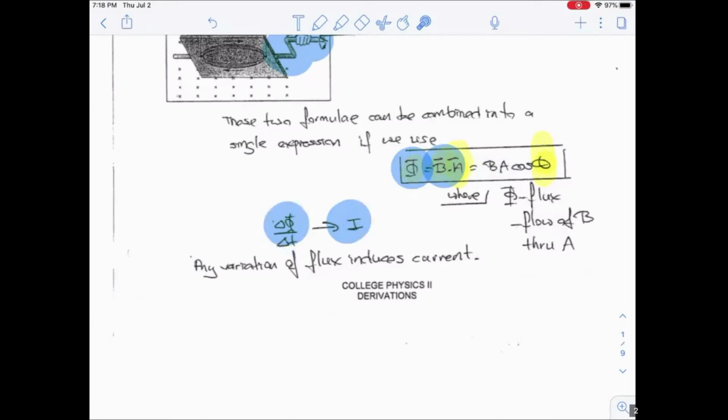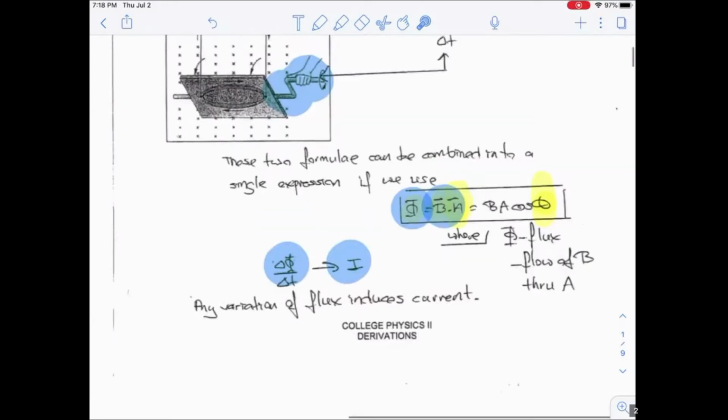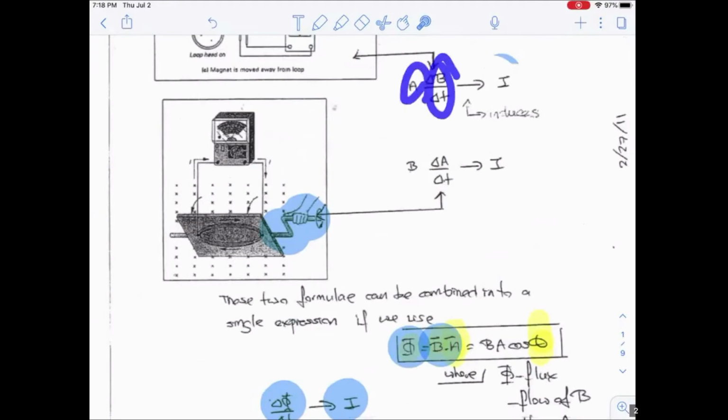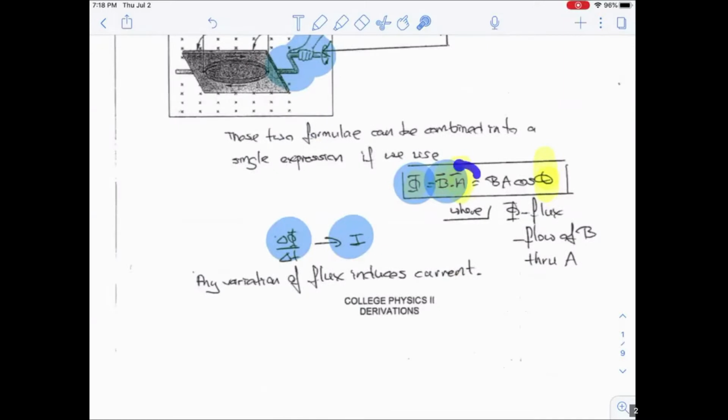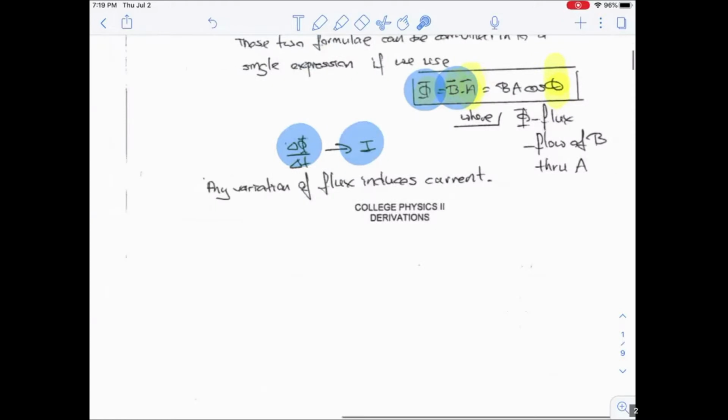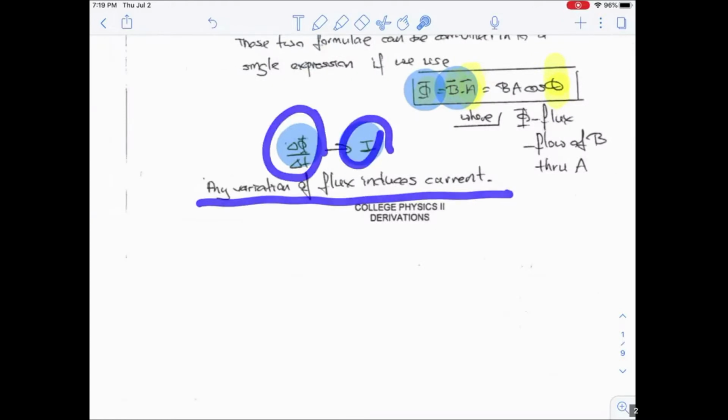So there are two ways you can vary the flux. You can either vary the strength of the magnetic field inside the area, inside the loop. That's one way you can actually induce current. The second way you could do it is just take the area and then vary the area exposed to the magnetic field by either spinning it or just moving it side to side, just like that. That's also going to change flux. So the summary statement is any variation of flux is going to induce current. Any variation of flux will induce current.